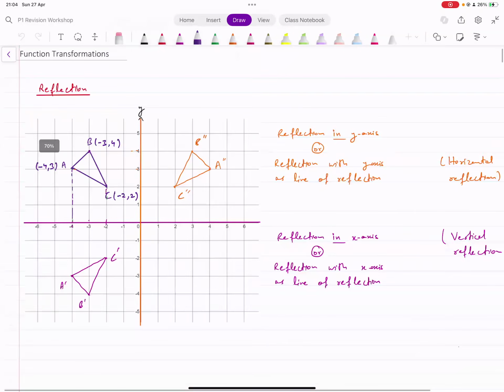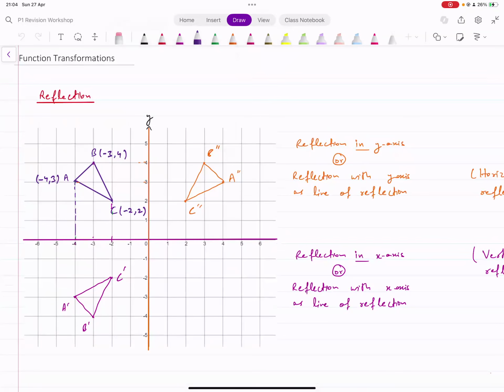Function transformation. So this is the next topic that we're doing. Function transformations. There are three types of transformations that you need to know about in A levels: reflection, translation, and stretch. Reflection and translation I've done in O levels as well. Stretch is something new for you.